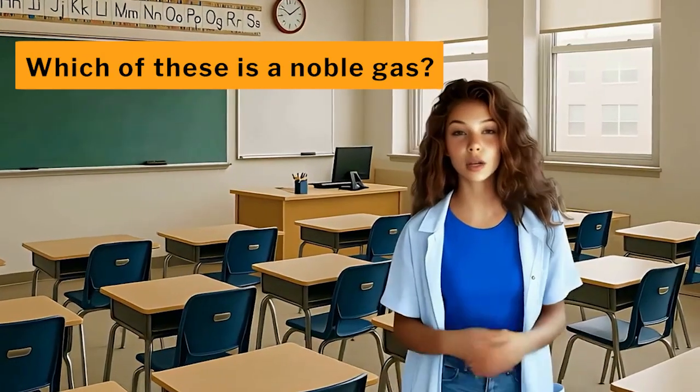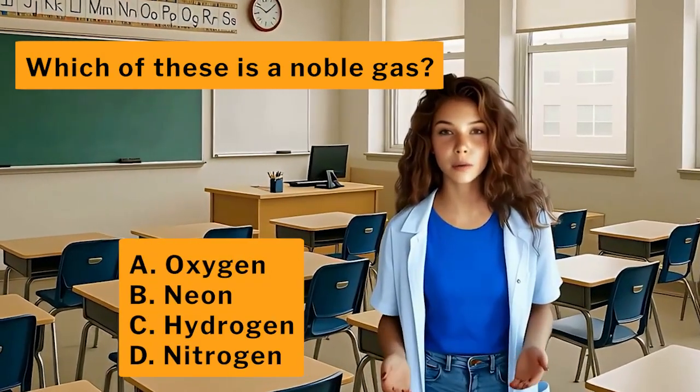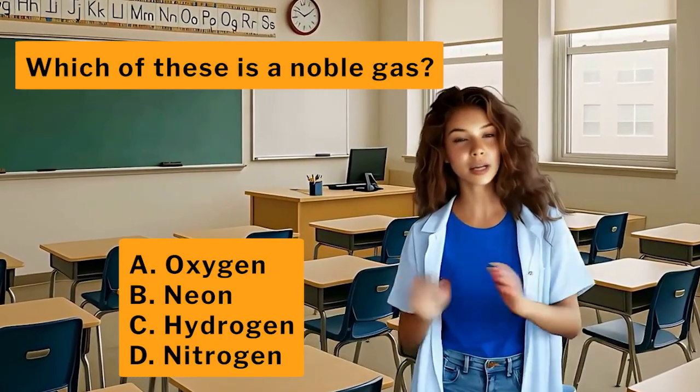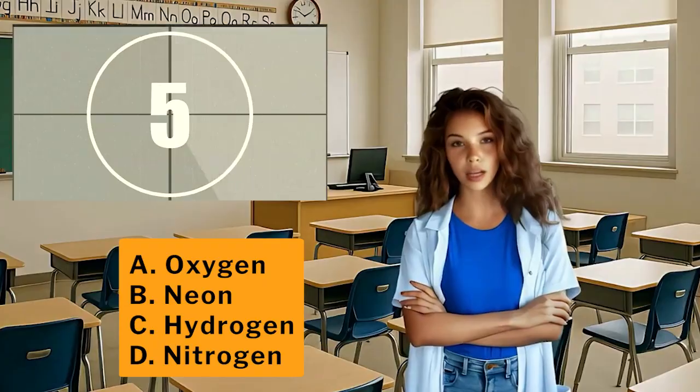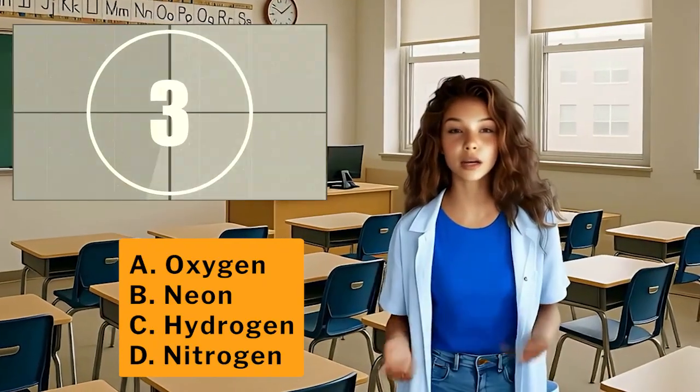Question 7. Which of these is a noble gas? Choices are A, oxygen, B, neon, C, hydrogen, or D, nitrogen. You have 6 seconds. Have you studied the periodic table yet? How did Mendeleev think of it all?